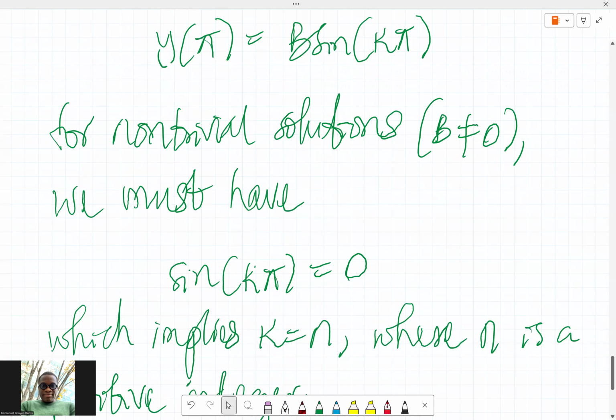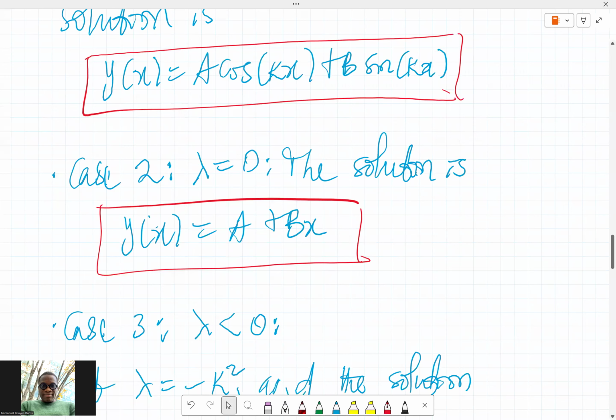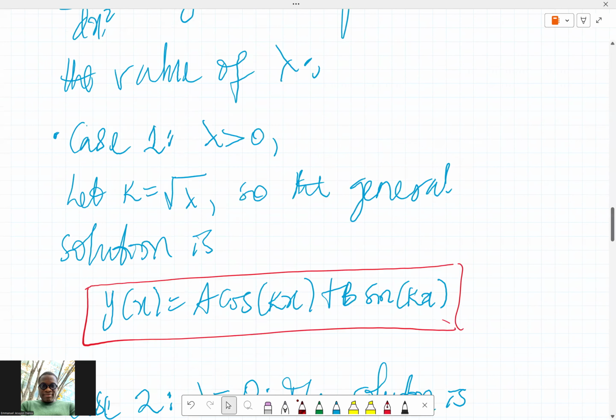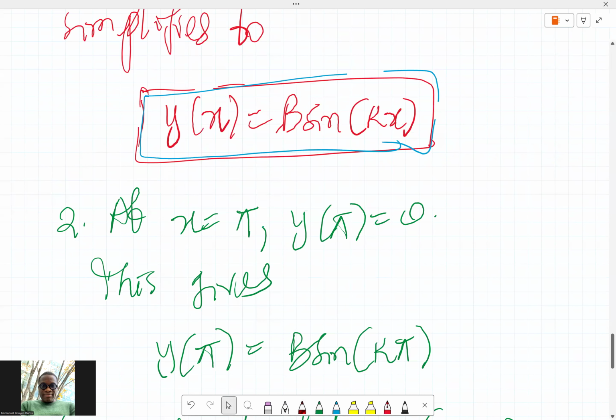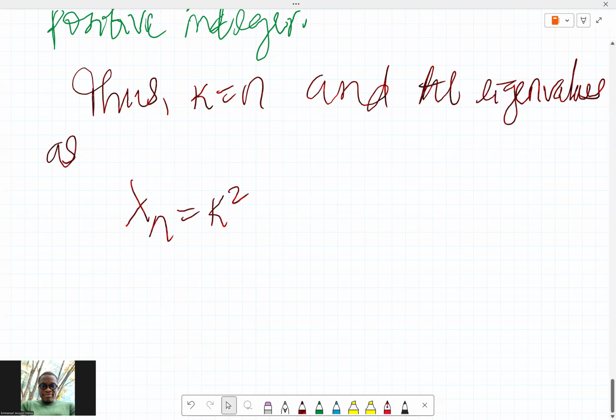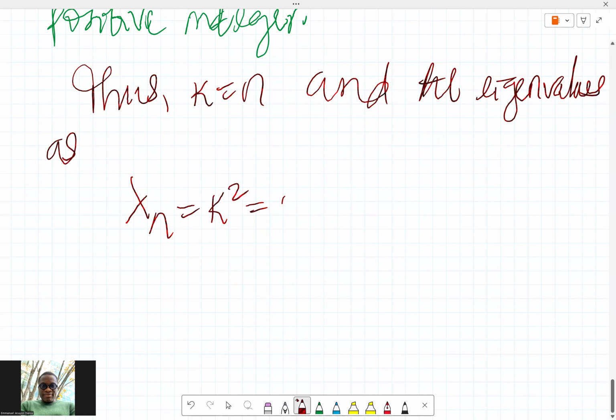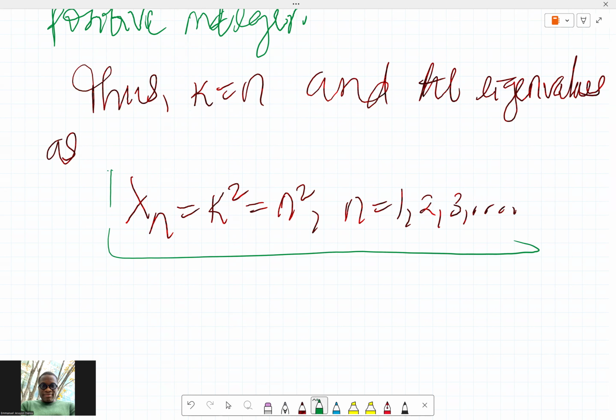Don't forget where we are coming from. The answer we are settling for is this one, that lambda is greater than 0. So that means that lambda is k squared. Okay, since that's where we're coming from. So lambda n is k squared, and since k is n, we have n squared. And n starts from 1. So we have n is 1, 2, 3, and so on and so forth. Okay, we have this now. So these are the eigenvalues.